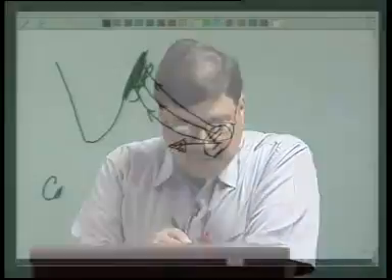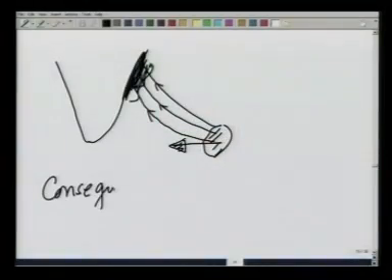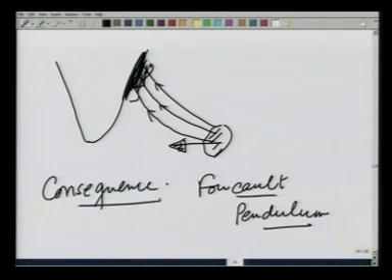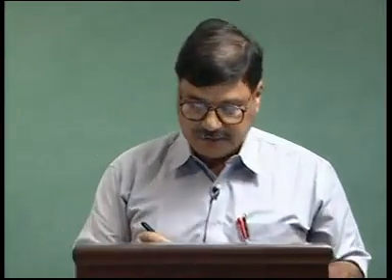Another consequence and a beautiful example of this is the Foucault pendulum. Let me explain that. That is always given as an example of Coriolis force. This was one of the first demonstrations of showing very clearly how the earth rotates.